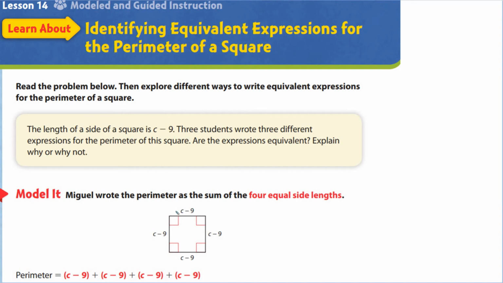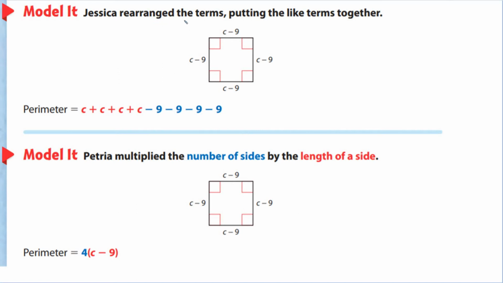And the perimeter, if you recall, perimeter is adding all the sides of this square. And here they did that. c minus 9 plus c minus 9 plus c minus 9 plus c minus 9. Jessica rearranged the terms, putting the like terms together. So again, she drew the figure, okay, and then she wrote c plus c plus c plus c minus 9 minus 9 minus 9 minus 9. Petria multiplied the number of sides by the length of a side. So she did c minus 9 times 4.